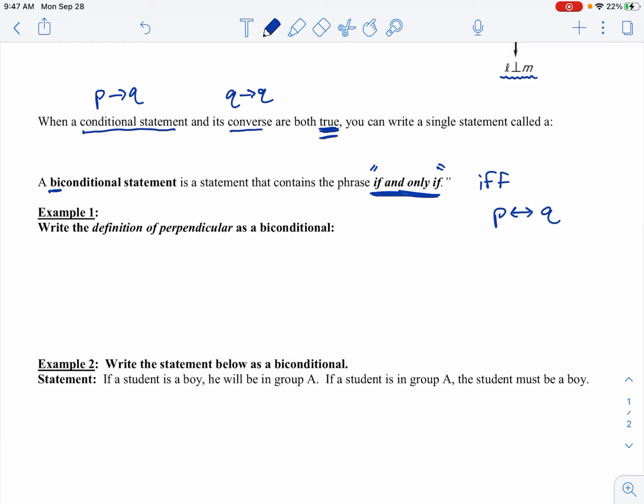That prefix bi, meaning two, like bicycle, it has two wheels. Anyway, bi means two, so it goes two ways. It can go P to Q. It can go Q to P. You can see it's going to have both those arrows. We're going to connect the hypothesis and conclusion with if and only if.